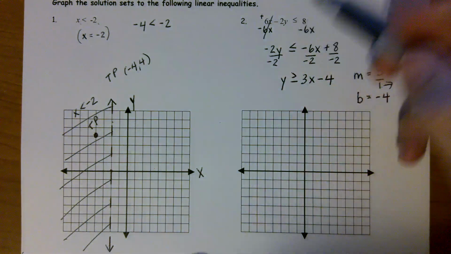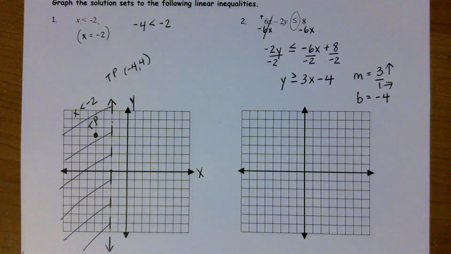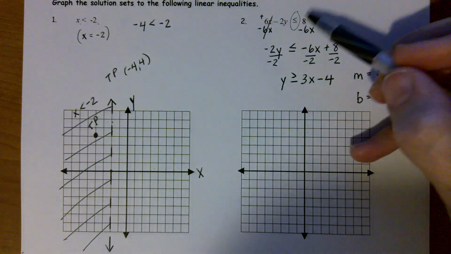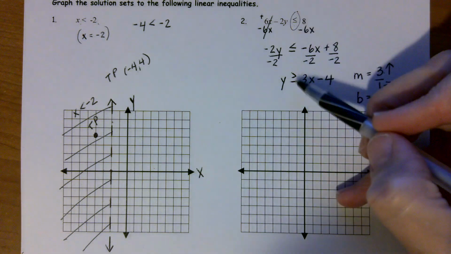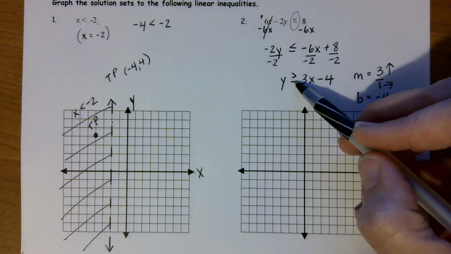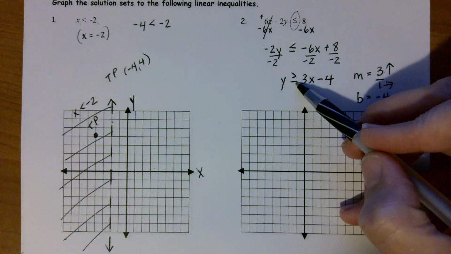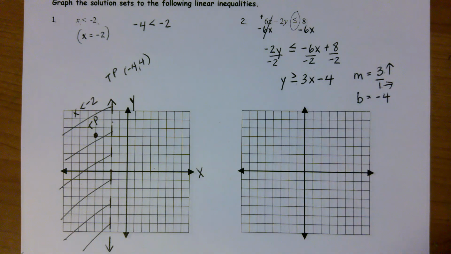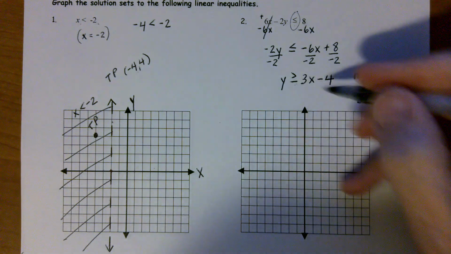I take a look at my inequality symbol, and I see that there's an equal sign. And actually, I'm going to go to where I had simplified this, because that's going to help me with the shading. Since this has an equal sign, I know my boundary line will be a solid line, not a dashed one. All right, we're ready to graph.